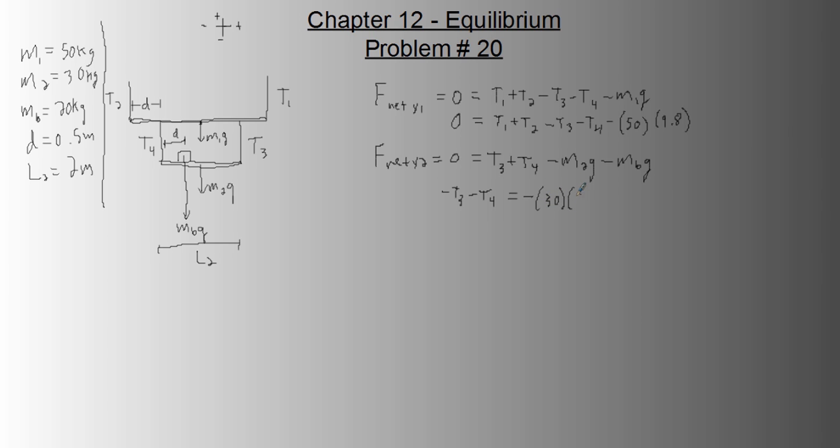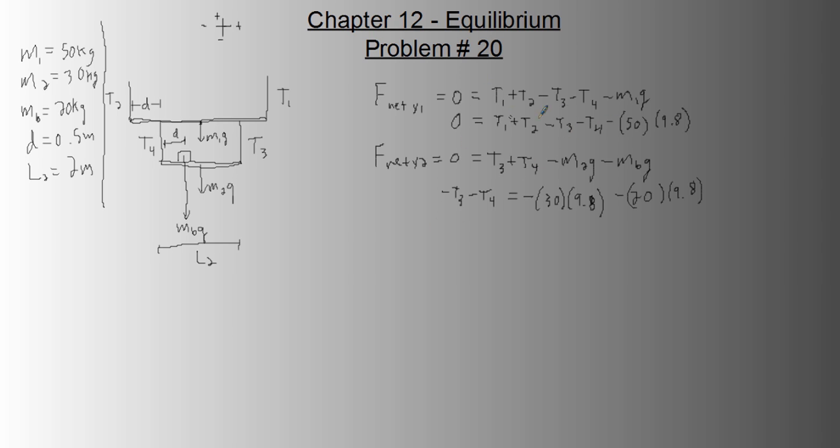times 9.8 minus, we know MB is 20 times 9.8, and that's cool. So later on we're going to stick this up into here. But do we want to do that now? Yeah, let's do that now. So let's do that right now. We're going to take this and stick it into here.